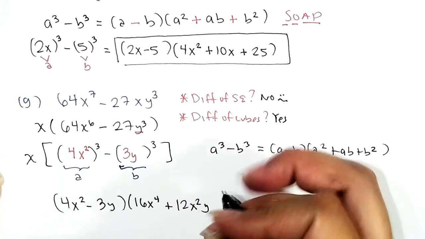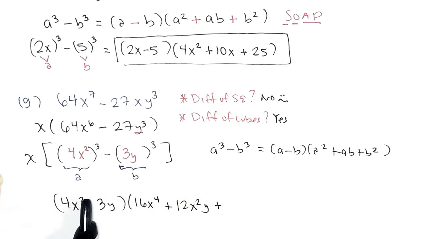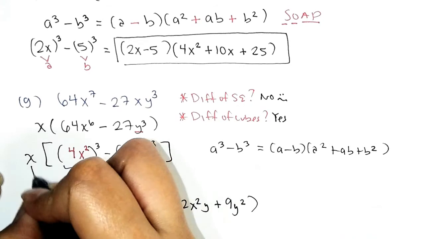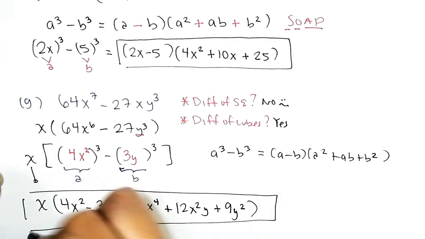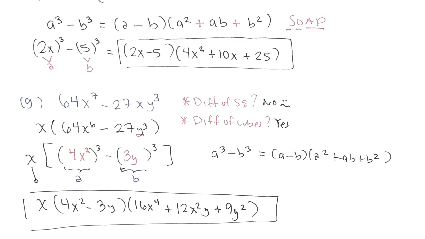Always positive, b squared, and the square of 3y, 3y times 3y, will give you 9y squared. Just don't forget to bring down your common factor. Cool. Alright, so we could be done, but since I like you a little, we're going to go ahead and do 2 more to do our 9 problems.